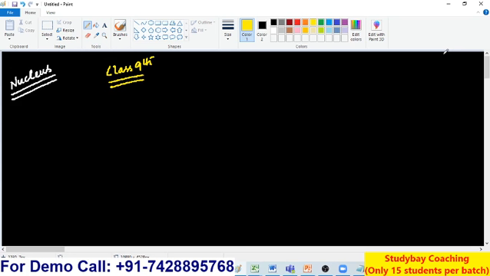So nucleus is actually one of a very important part of our cell theory, right? This nucleus is also known as the control center of the cell. So let me write it for you. This is control center of cell.